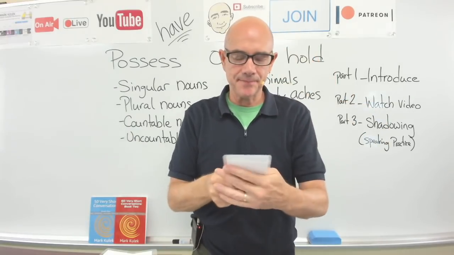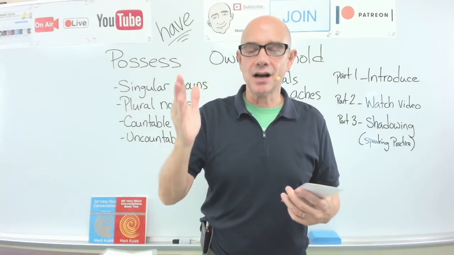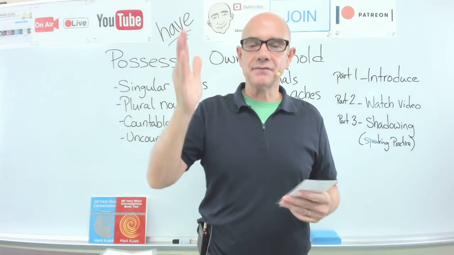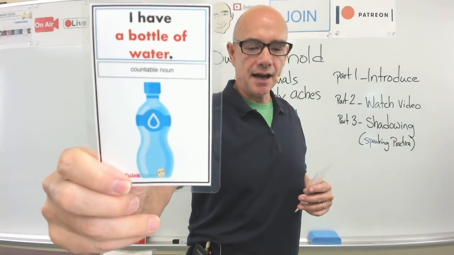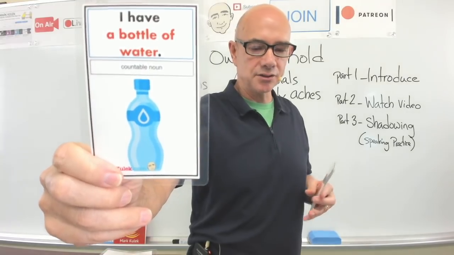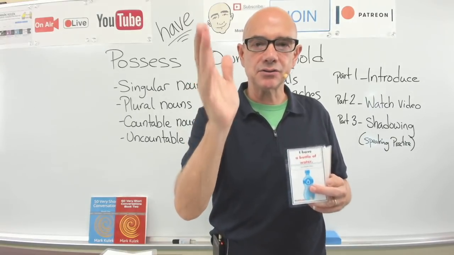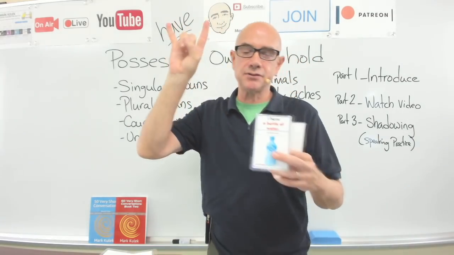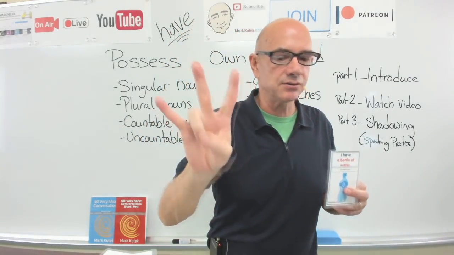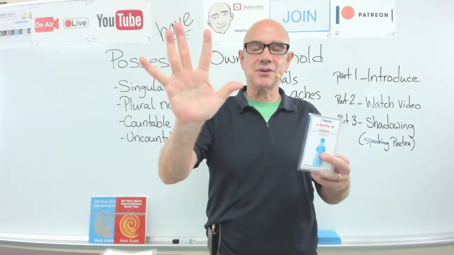Now, card number three. I have a bottle of water. Okay, countable noun, right? We can count bottles of water, right? So there is one bottle of water. There are two bottles of water. There are three bottles of water. There are four bottles of water. There are five bottles of water. We can count the bottles of water.